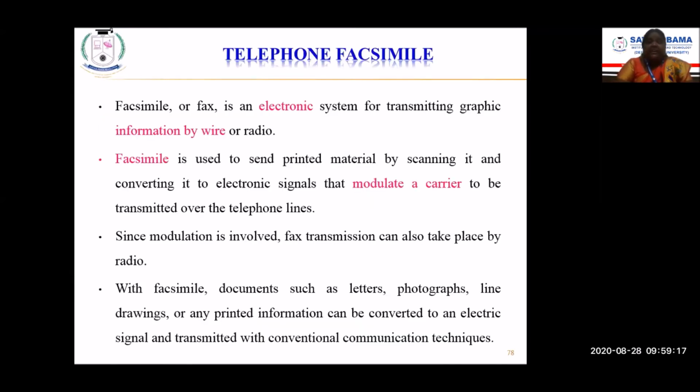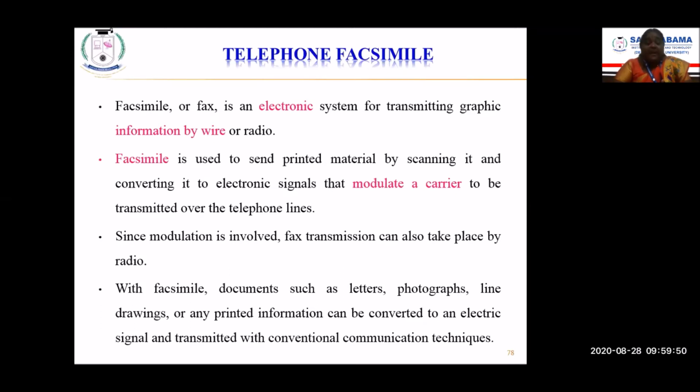It is known as telephone facsimile or the fax machine. This fax machine is an electronic system used for transmitting information in the form of a graphic format via a wire or radio. This facsimile is used to send printed material by scanning it and converting it into an electronic signal that is modulated by a carrier and transmitted over the telephone lines. Since modulation is involved, this fax transmission can also take place by radio.